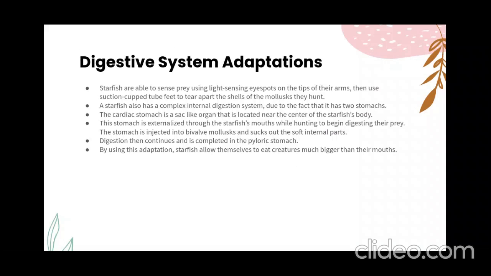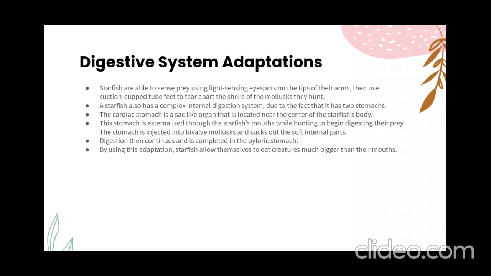Starfish are able to sense prey using light-sensing eye spots on the tips of their arms, then use suction cup tube feet to tear apart the shells of the mollusks they hunt. A starfish also has a complex internal digestion system due to the fact that it has two stomachs. The cardiac stomach is a sac-like organ that is located near the center of the starfish's body.